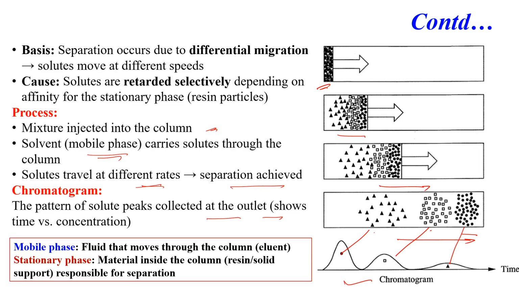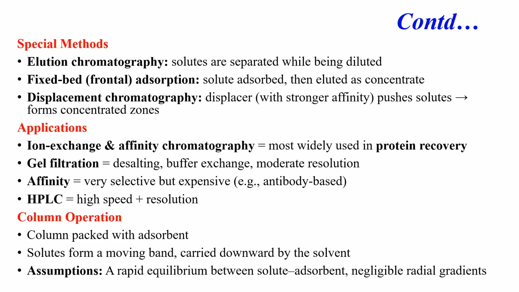Typically, the mobile phase is a fluid that moves through the column, also referred to as the eluent, and the stationary phase is the material inside the column. It may be a resin or solid support that is responsible for the separation. There are special methods like elution chromatography, where the solutes are separated while being diluted. One can also have fixed bed adsorption, where solutes are adsorbed first, then eluted separately, sometimes called desorption.